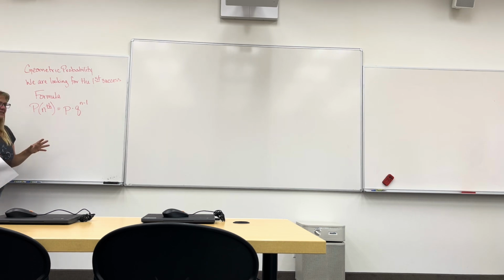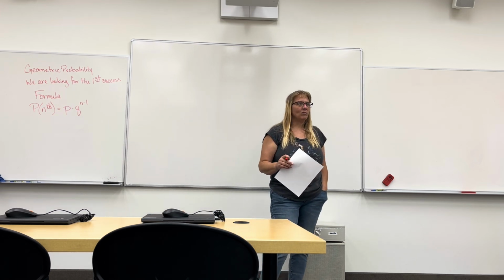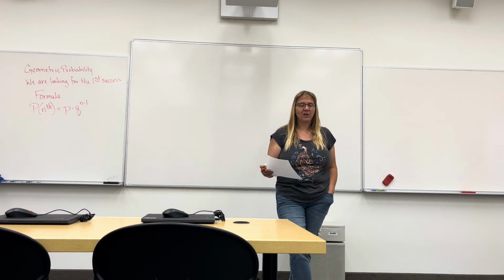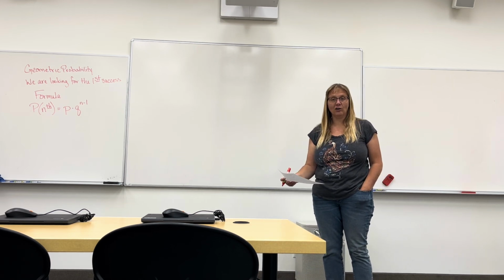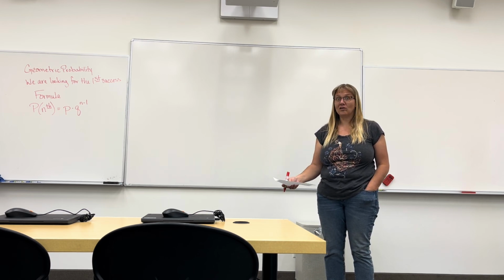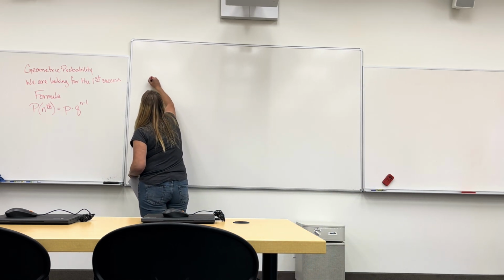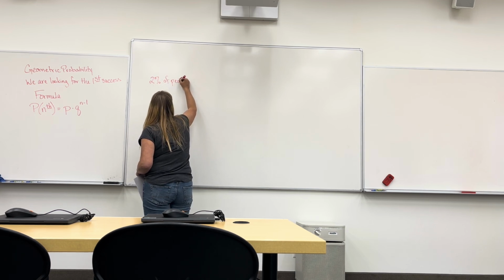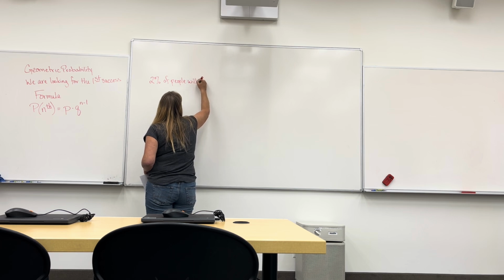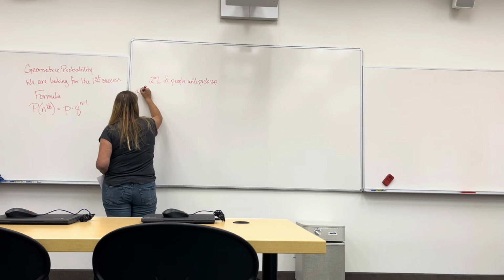Okay, now the examples that I have for this are not PC maybe, but when I learned geometric probability, these were the examples that I learned with, and I just always remembered them, so they work real well. So let's go ahead and use them anyway. So the first one says that 2% of people will pick up a hitchhiker.